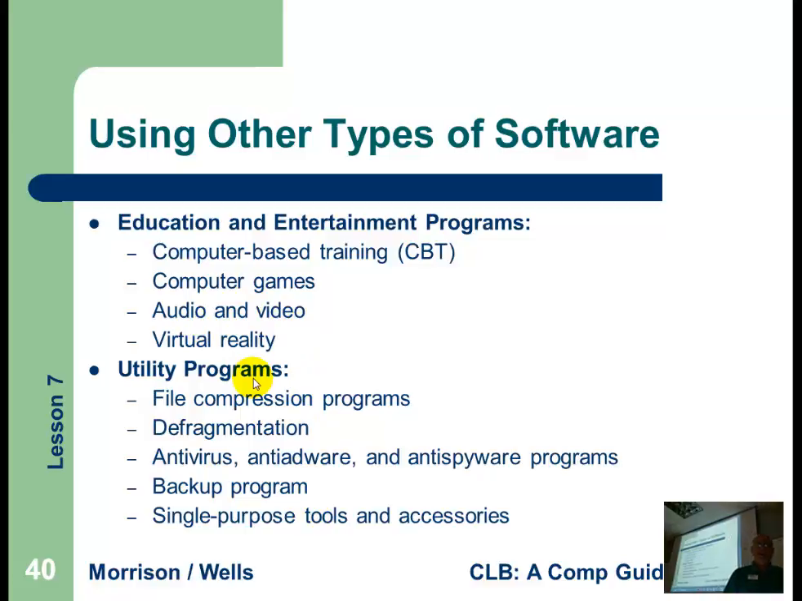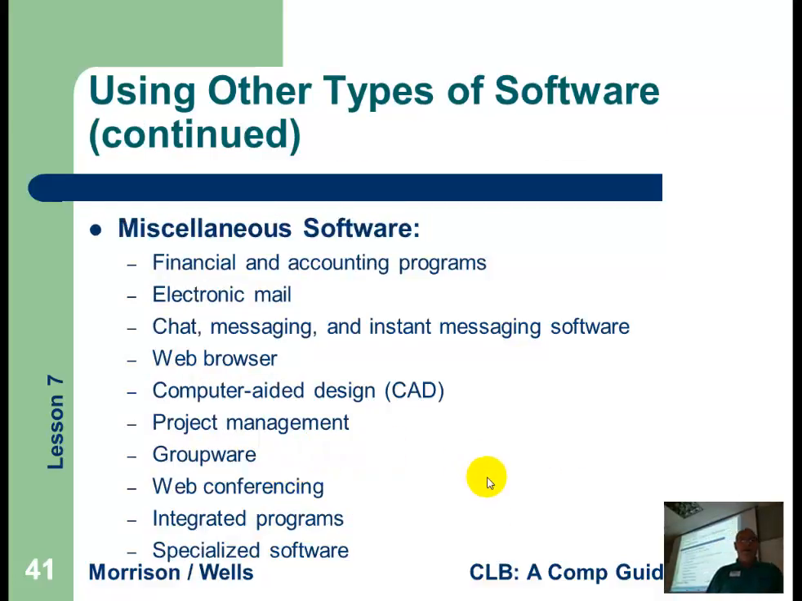Education, entertainment programs, computer games, audio and video. These are some other types of application software. Many of them we've kind of discussed a little bit already in some of our lessons, and utility programs. Then there's every type of business unit, every type of industry application, there's been software created to use. So there's all types of software out there related to the various applications that are needed.